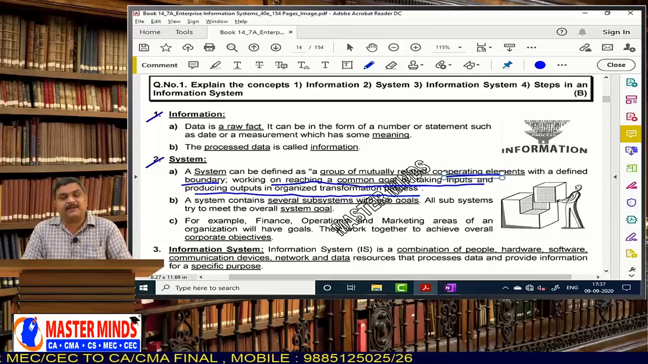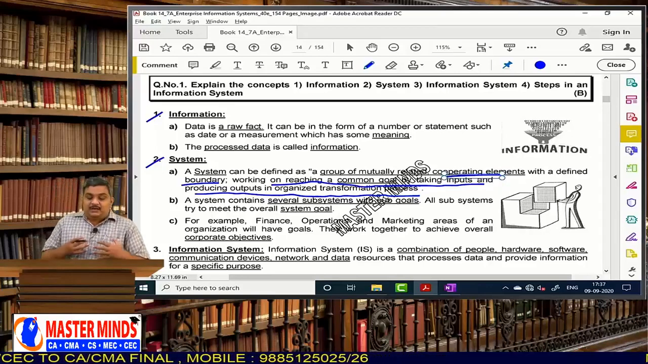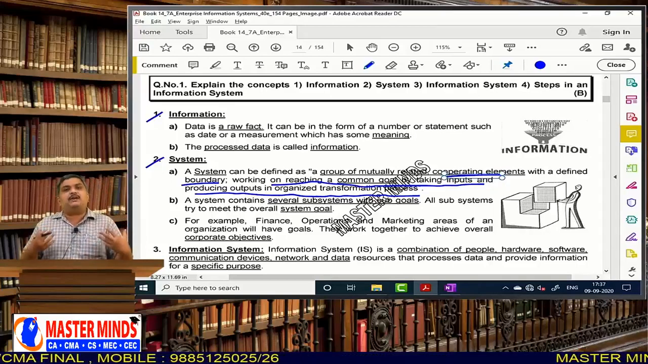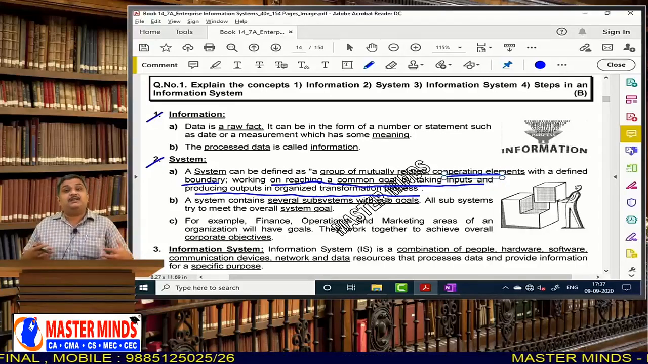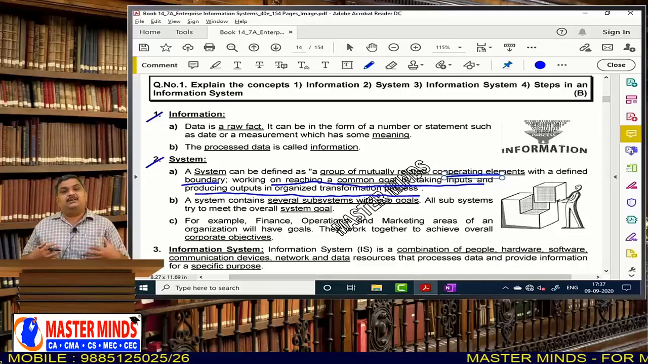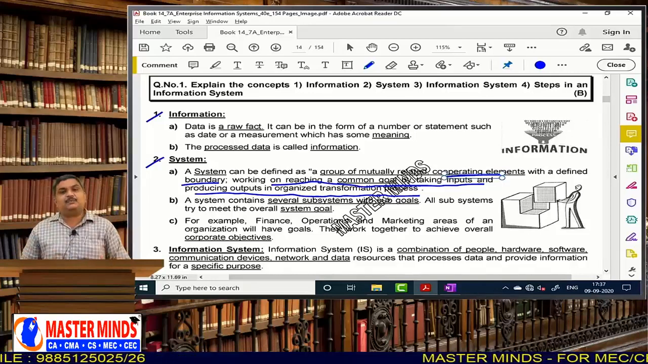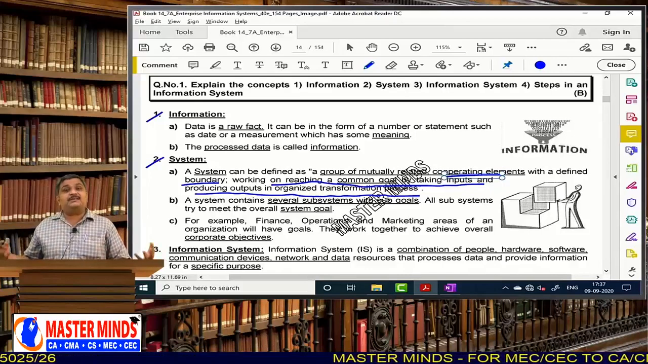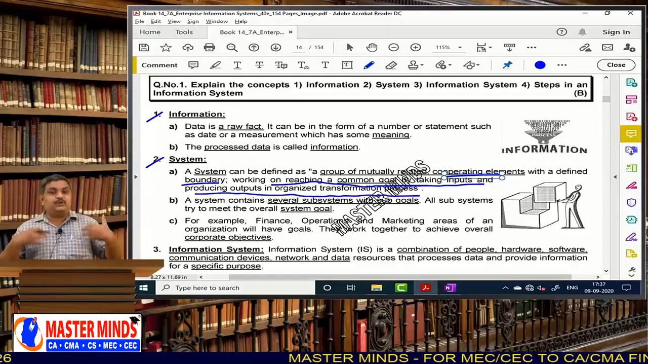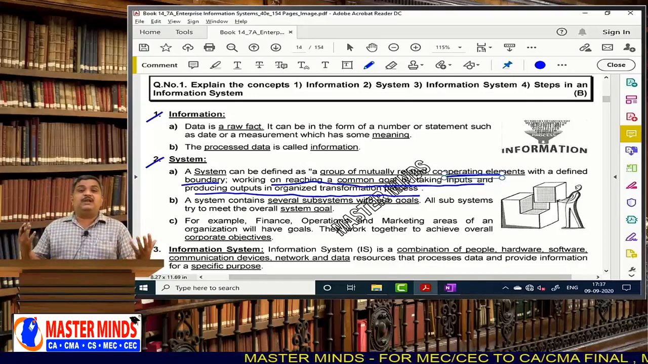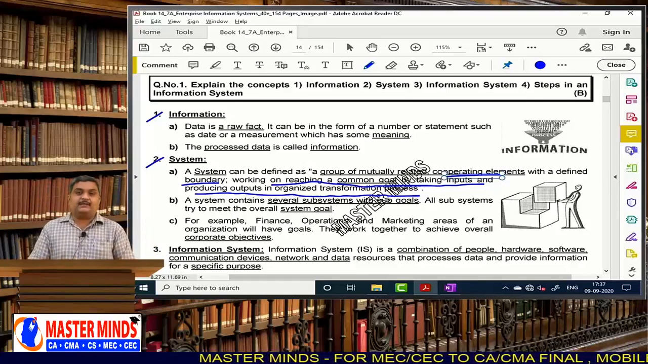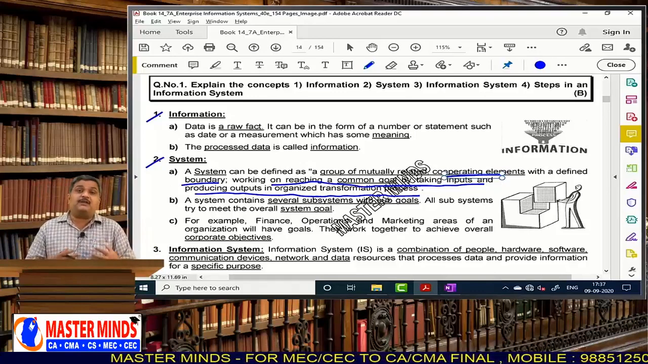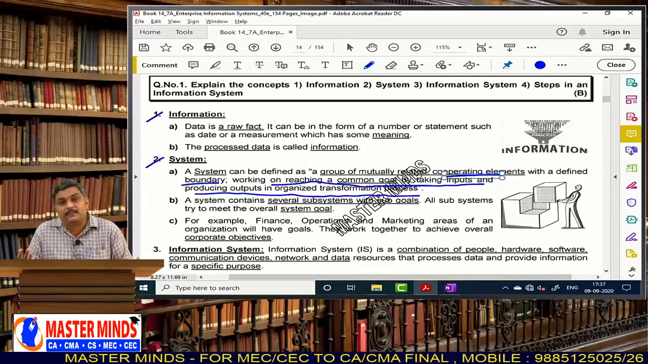process. That means a system will always take some inputs. See, our human body, we are taking inputs: the air, the food, the water. We take a lot of things as inputs and outputs are generated. That means a system takes inputs and generates outputs in an organized manner. And you know, all the components in our body are functioning with a common goal.